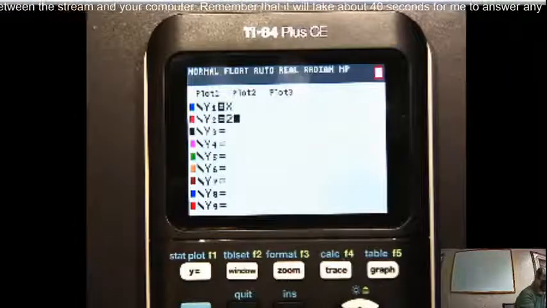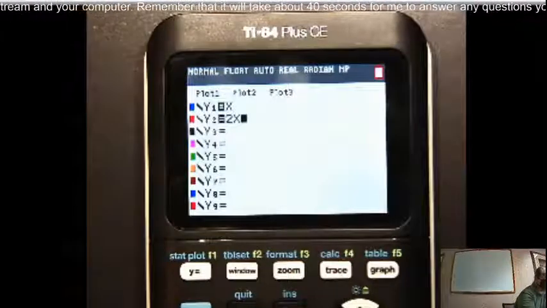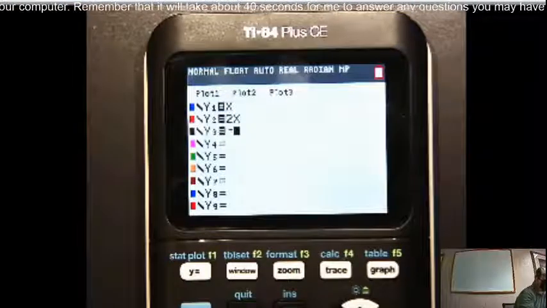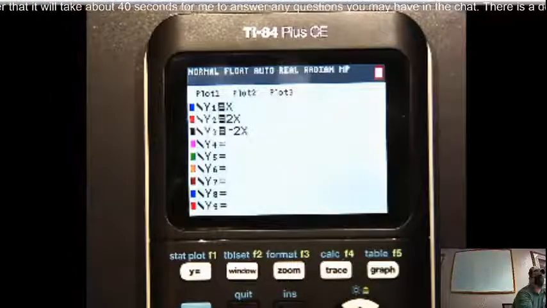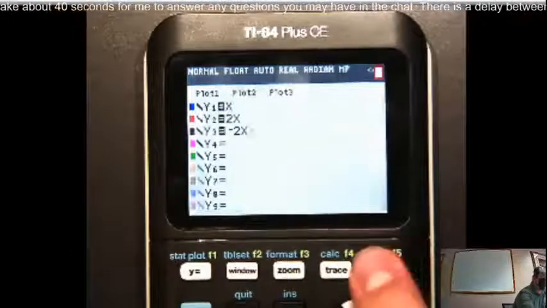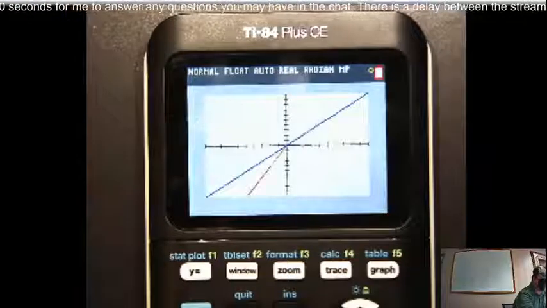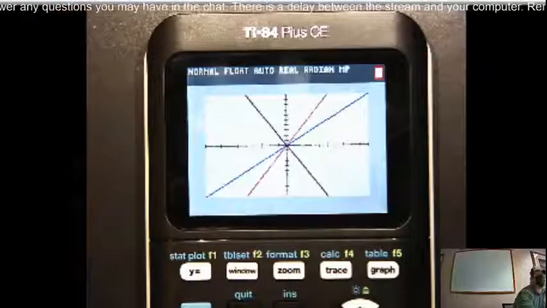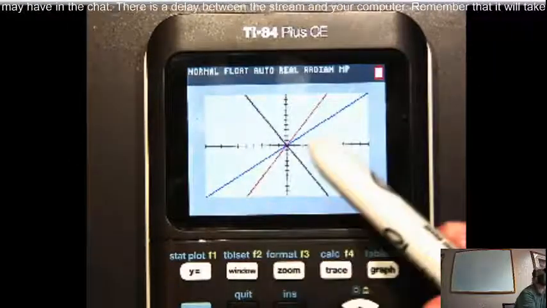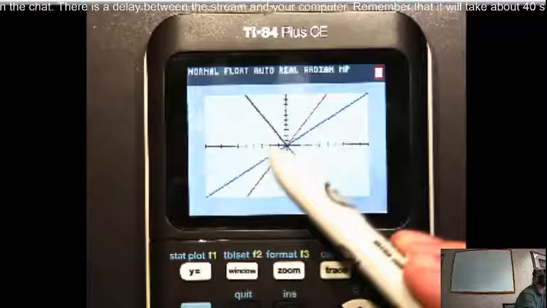Positives and negatives. So I'm going to put 2 times x back in here, and I'm going to compare it to negative 2 times x. Okay, graph it. And that's exactly what we can expect to see. So is our original graph. That's our y equals x.